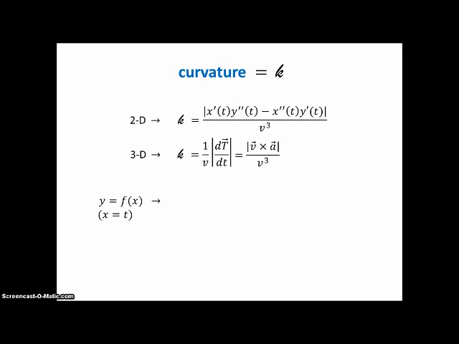Now if you just have a plain old function, then that top formula morphs, because you can think of x as being t, then f of t for y. And so the derivative of x becomes 1 and the second derivative of x becomes 0. So that top formula morphs into this formula.